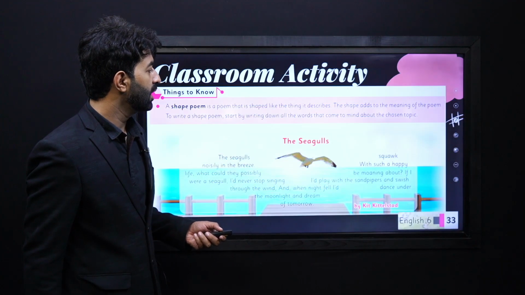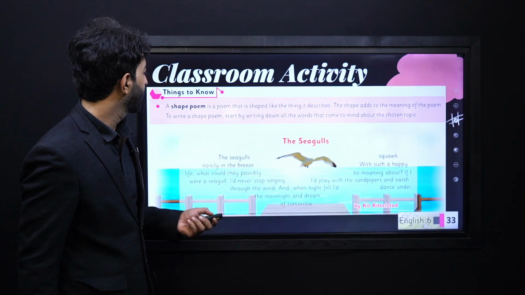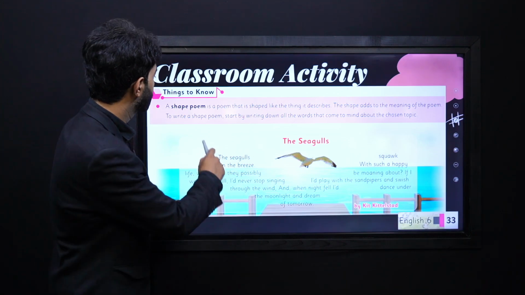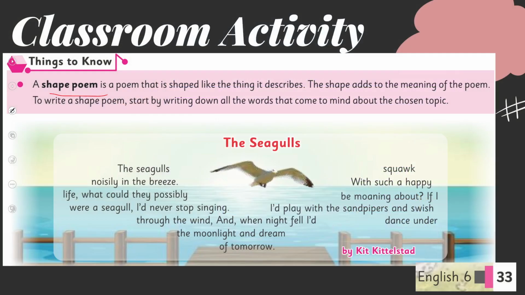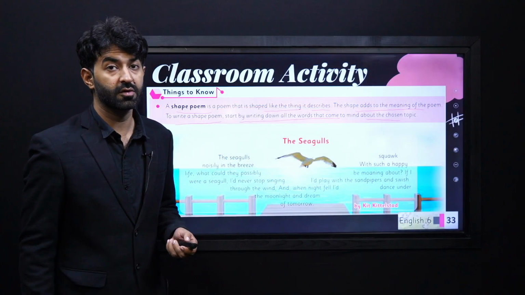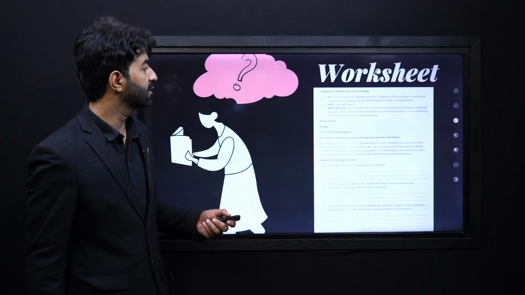Now, let's talk about another poem, which is a shape poem that is shaped like the thing it describes. The shape adds the meaning of the poem. To write a shape poem, start by writing all the words. And here is a shape poem. Now you have to read this as well and identify the theme that it is discussing.